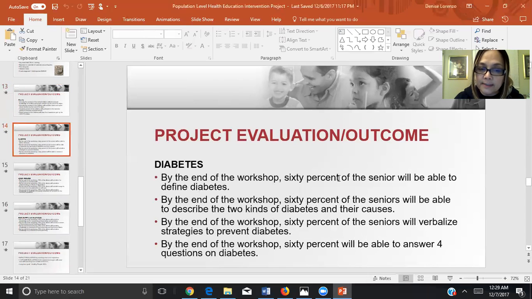Objectives for diabetes included: by the end of the workshop, 60% of the seniors will be able to define diabetes. They will know the 2 kinds of diabetes and their causes, and also they will verbalize strategies to prevent diabetes, and they will be able to answer the 4 questions on diabetes.